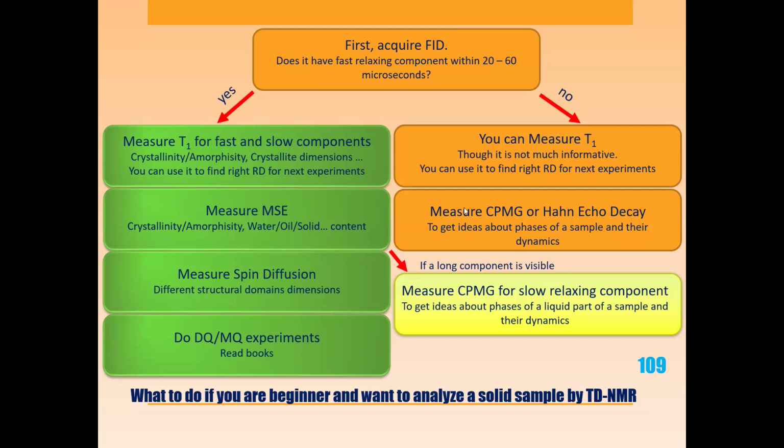But if your sample does not have a short, fast relaxing component, then things are quite straightforward. You measure T1 and you measure T2. And if you have some contributions, some phases, you can try to estimate their populations and think about their mobility. But normally for the soft and liquid components, the correlation function is quite straightforward. It's more or less exponential.